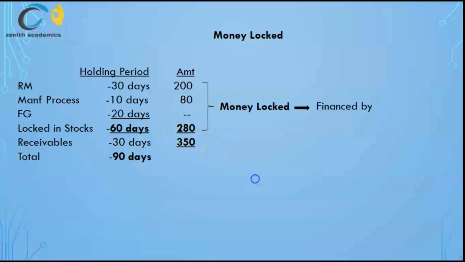The working capital requirement is financed by three entities. First are the trade creditors, who provide short-term credit facility to the firm. Then the owners contribute towards a portion of the requirement. And finally, the bankers step in to finance the shortage.